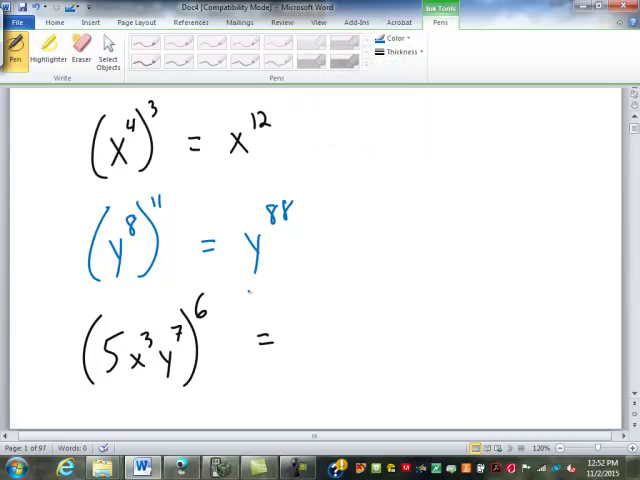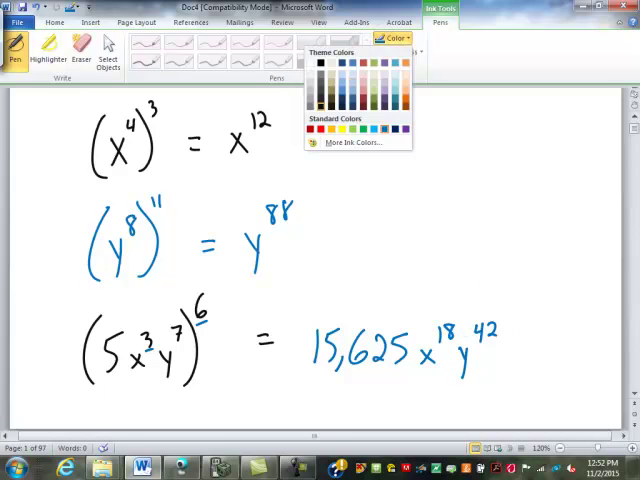Is that going to be 5 times 6 is 30? No. You do have to take it to the 6th power. 5 to the 6th power is 15,625. Do you guys all remember how to do that on your calculator, right? That'll be x to the what? 18. 3 times 6 is 18. Y to the 42, because 7 times 6 is 42.